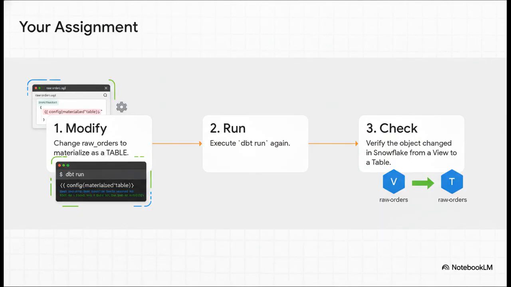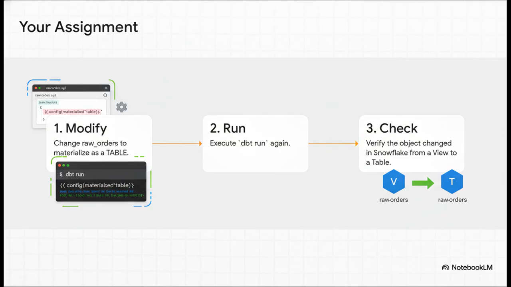Okay, your turn. I've got a little assignment for you to really make this stick. First, I want you to go into that raw_orders.sql file and add the config block to change it to a table. Step 2, just run dbt run again. And step 3, go into Snowflake and actually check that the little icon next to raw_orders changed from a view to a table.